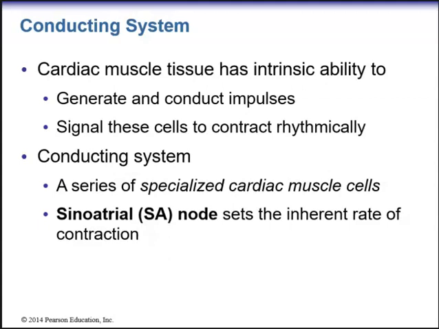So the conducting system is basically a series of specialized cardiac cells that will carry the impulses throughout the heart, signaling the muscles to contract in a proper sequence. It also initiates each contraction sequence, which basically sets the basic heart rate. So we have a specialized group of cells known as the sinoatrial node, and it is this node that will set the inherent rate of contraction, or the heart rate.